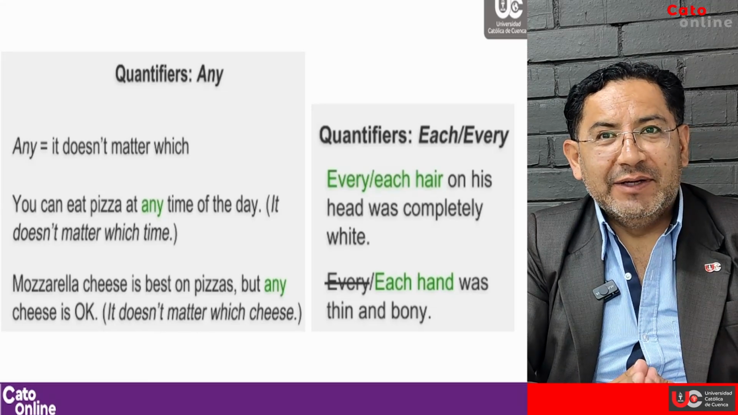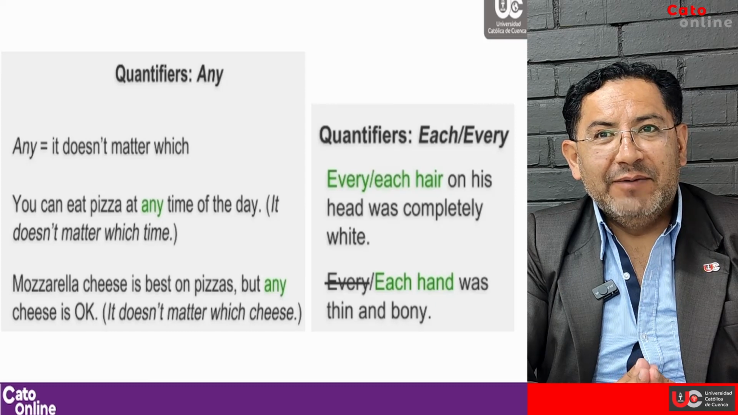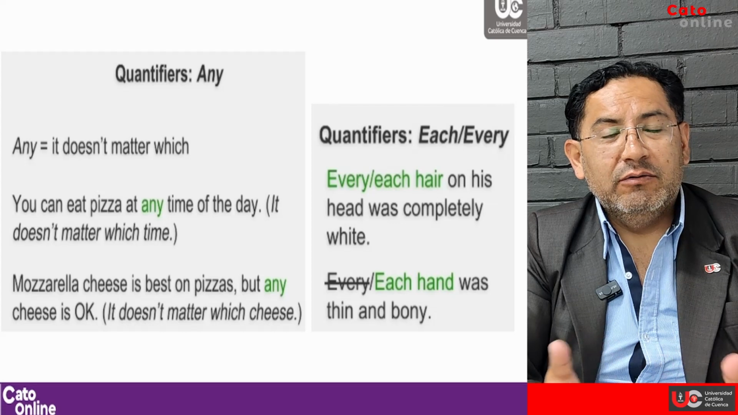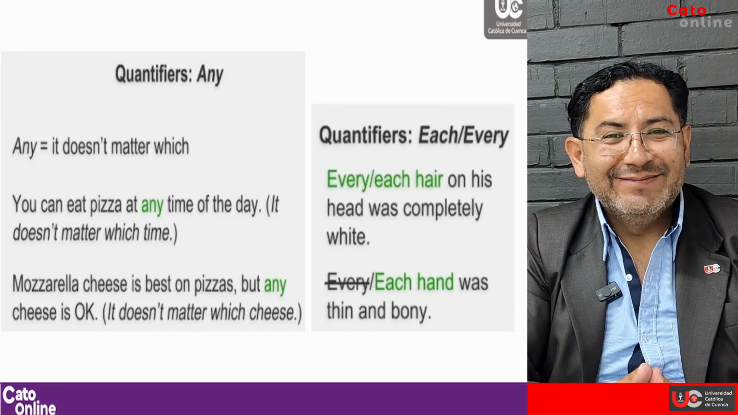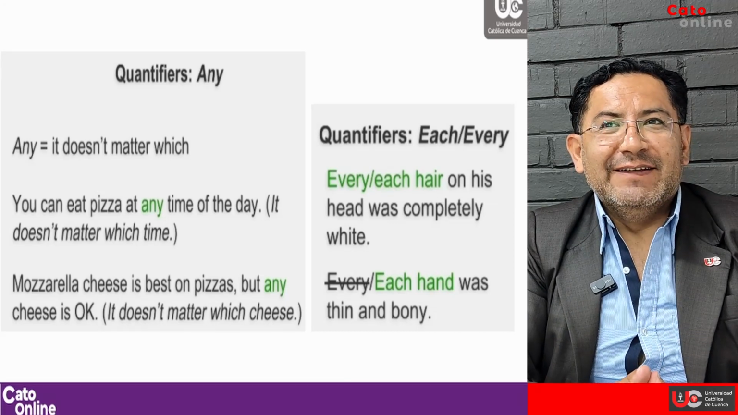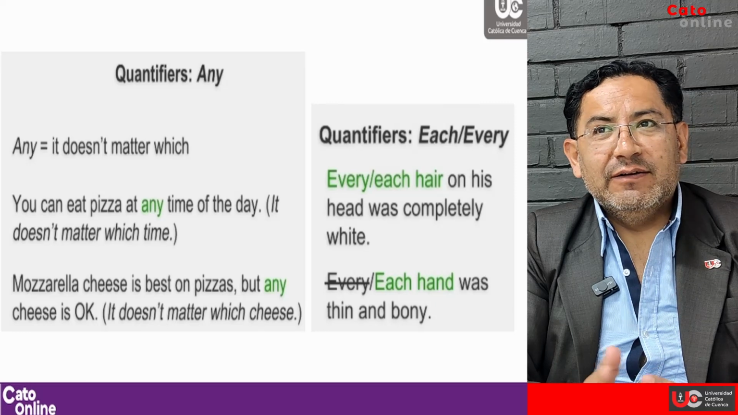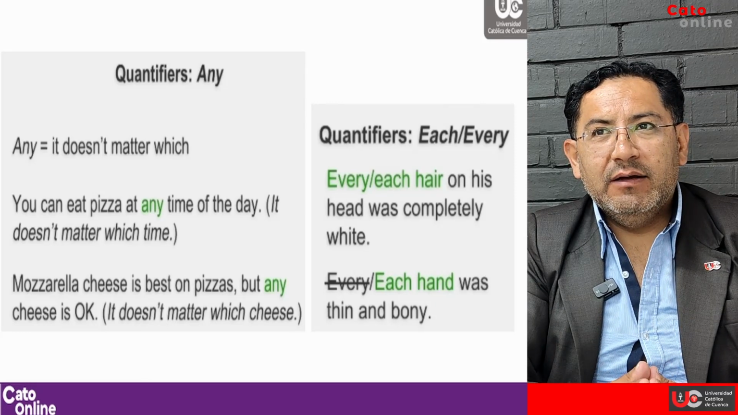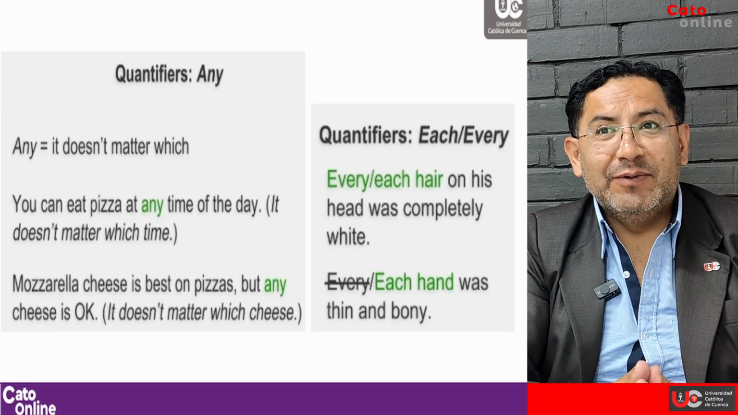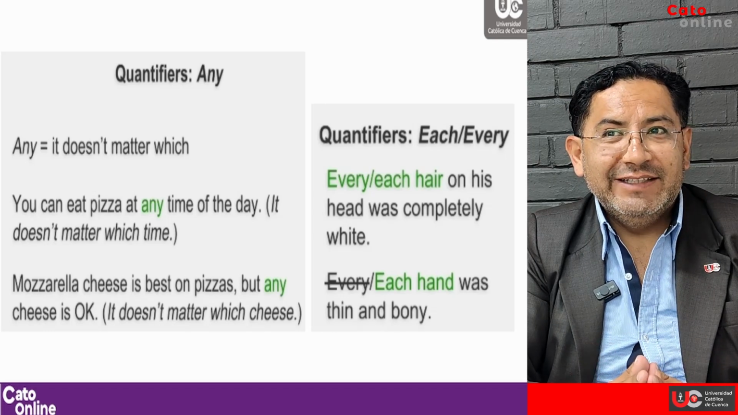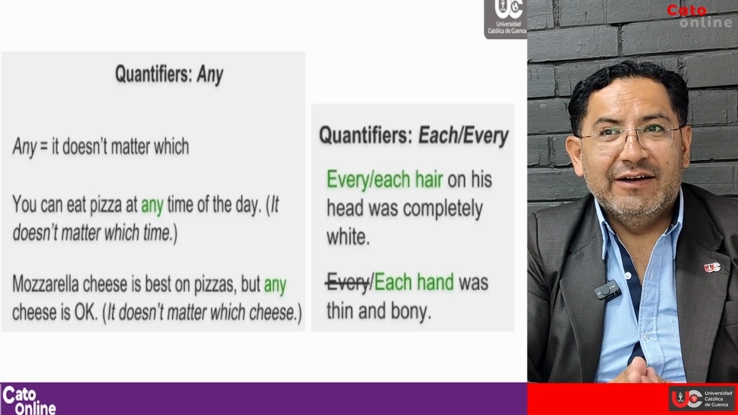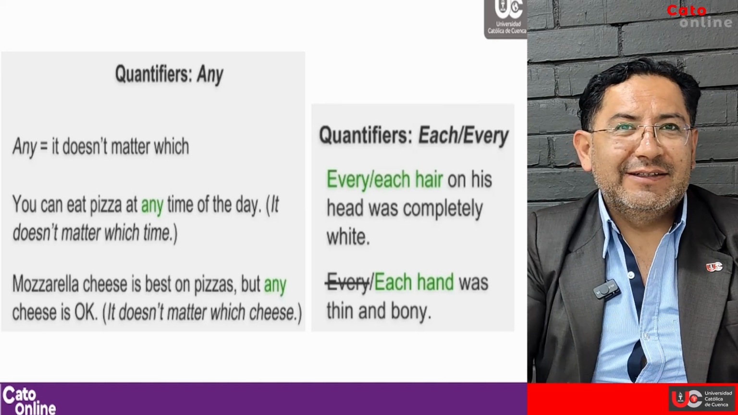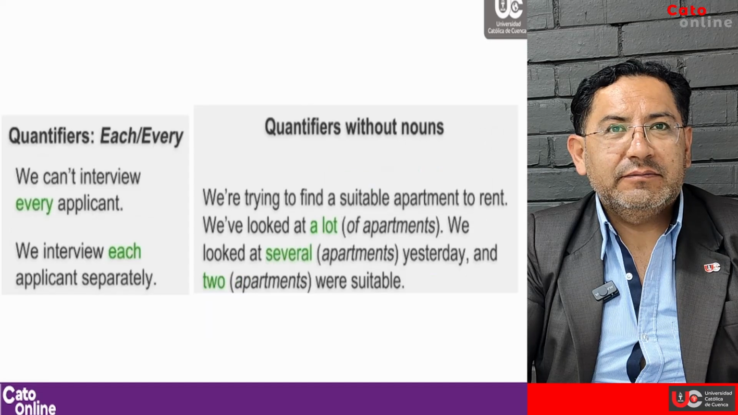Mozzarella cheese is best on pizzas, but any cheese is okay. It doesn't matter which cheese, okay? Excellent. Let's continue with each, every. Each hand has thin round bunny, okay? Very easy to use this kind of quantifiers.